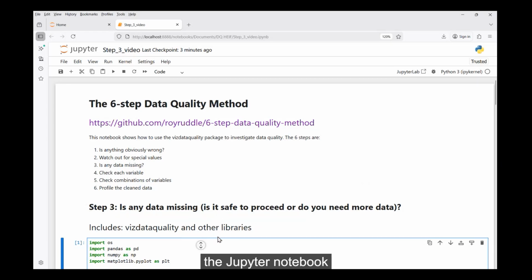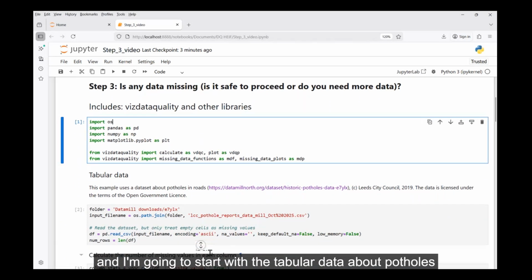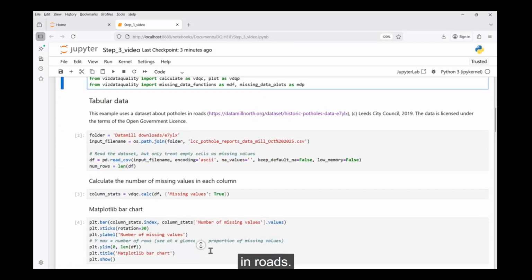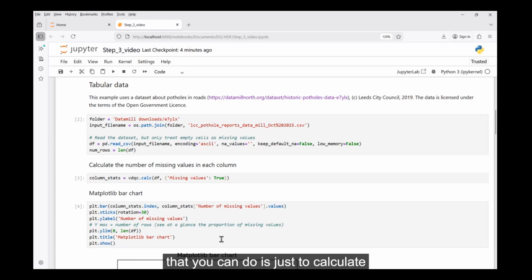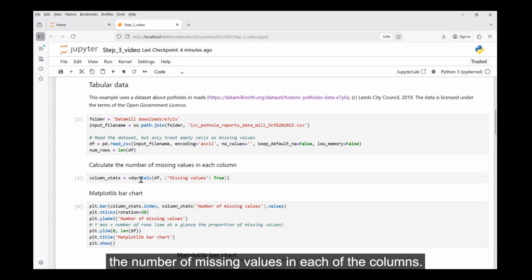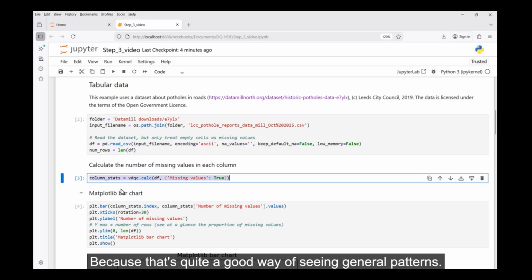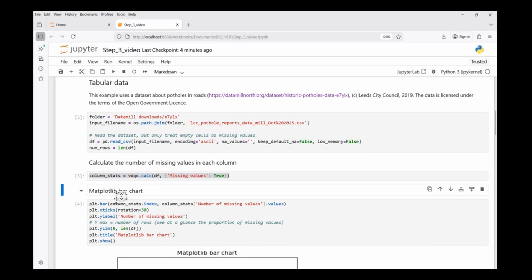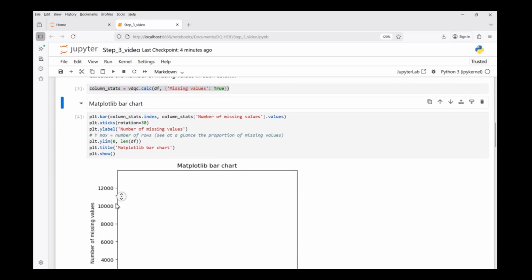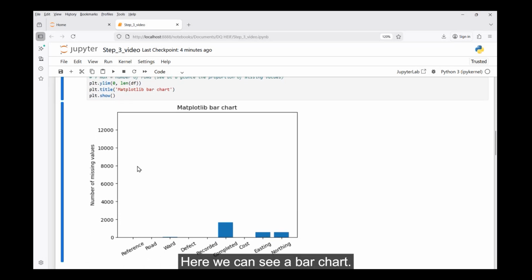So here is the Jupyter Notebook, and I'm going to start with the tabular data about potholes in roads. One of the most basic checks that you can do is just to calculate the number of missing values in each of the columns. Then we can create a visualization because that's quite a good way of seeing general patterns. Here we can see a bar chart.